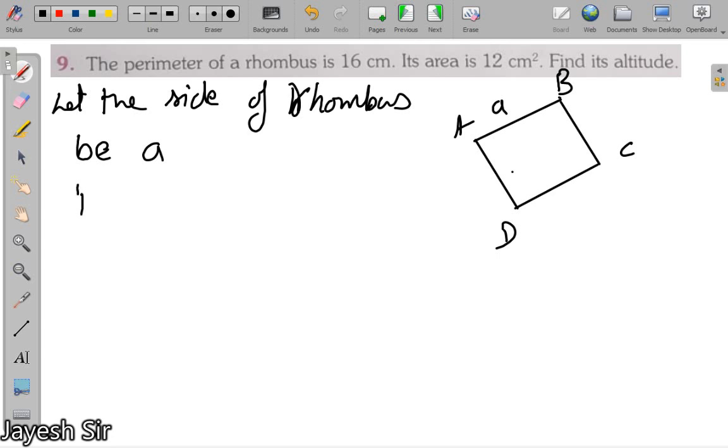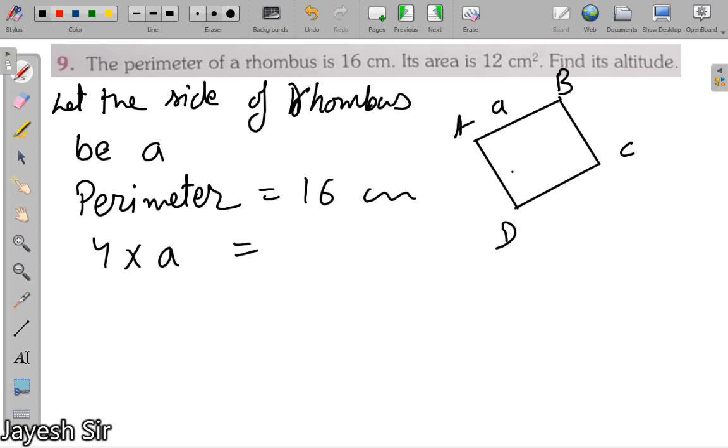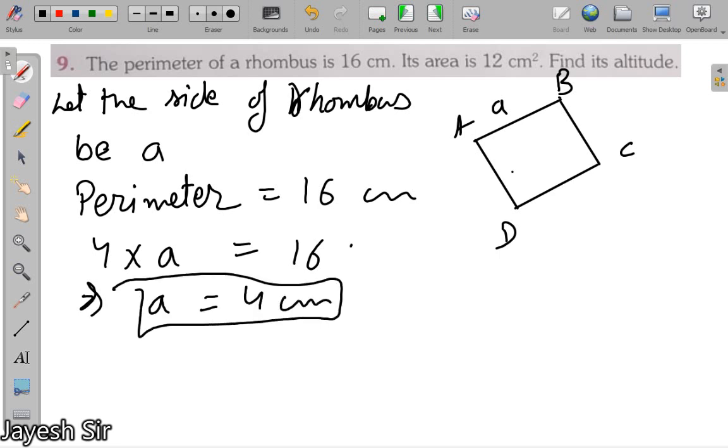So the perimeter is, we are given that the perimeter is 16 centimeter. We know the formula for the perimeter of a rhombus, that is 4 into side. So that is equal to 16. That means a is equal to 4 centimeter. You will do the calculation and determine that a is equal to 4 centimeter. That is, the side of the rhombus becomes 4 centimeter.